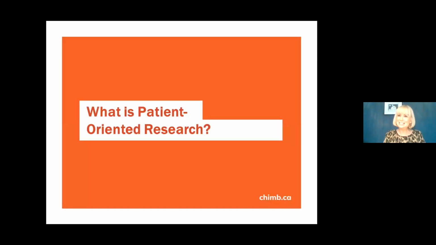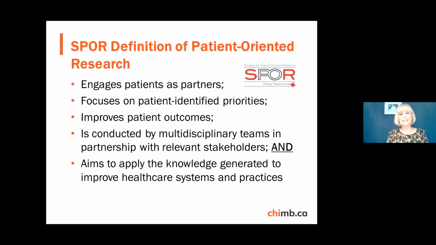So what is patient-oriented research? We hear the term a lot, but how is it different from other types of health research? What makes it unique? Well, the Strategy for Patient-Oriented Research, or SPOR, which is a national initiative funded by the Canadian Institutes of Health Research, in which CHI, the Center for Healthcare Innovation, is actually the Manitoba support unit. There's a support unit in every province and territory. But we're going to look at SPOR to find out what the definition is.